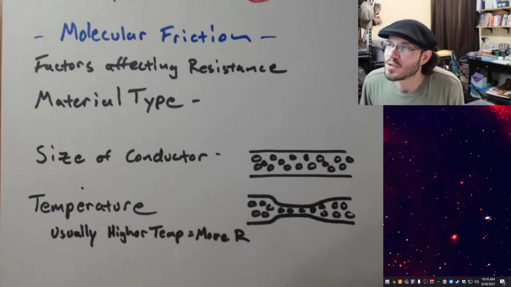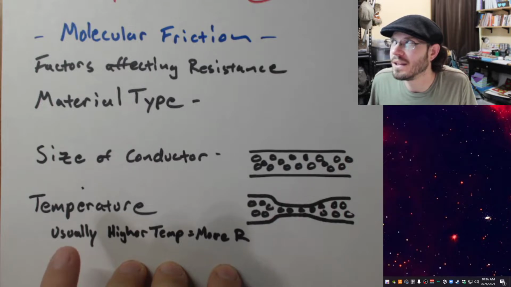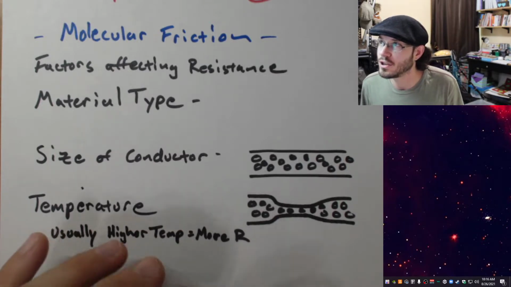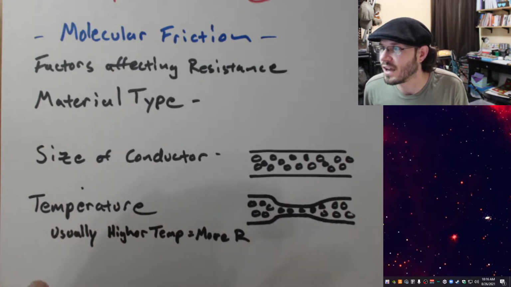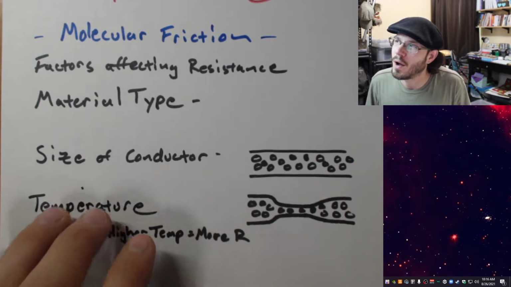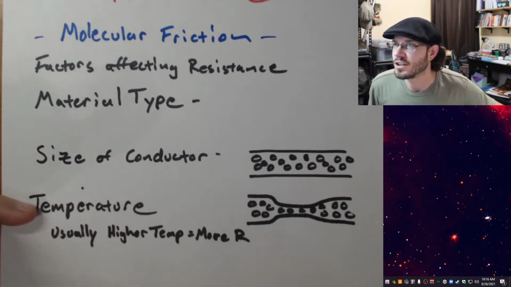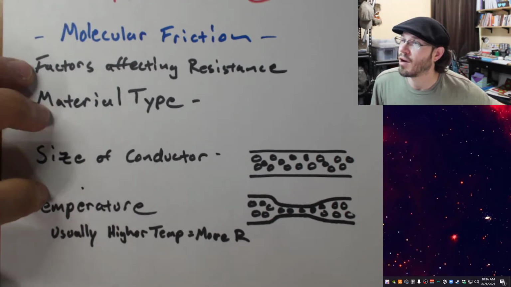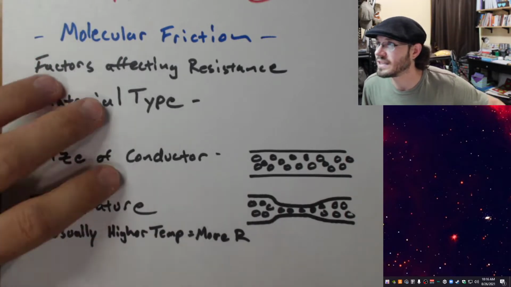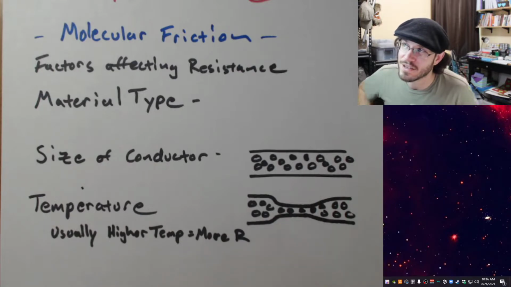Okay, so some materials will have less resistance with higher temperature, and some materials will have more resistance with higher temperature. Okay, I just want people to be aware. Material type, size of the conductor, and temperature are your three primary methods of influencing and affecting resistance. Everyone cool with that? I'll take a yes in chat.